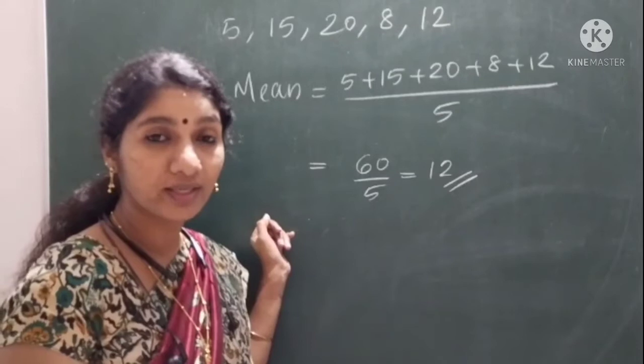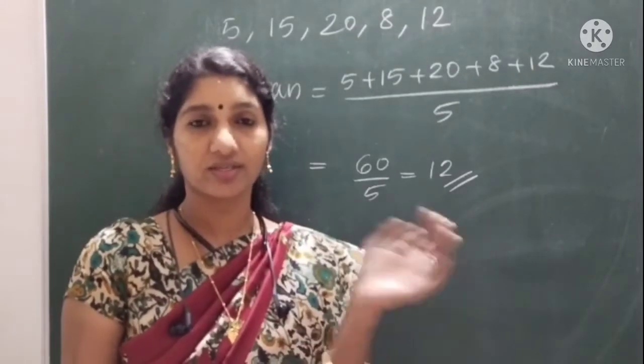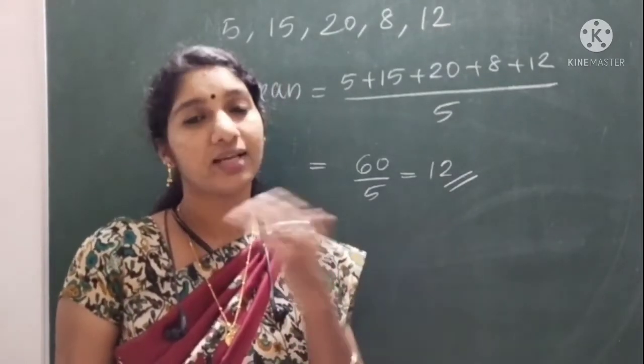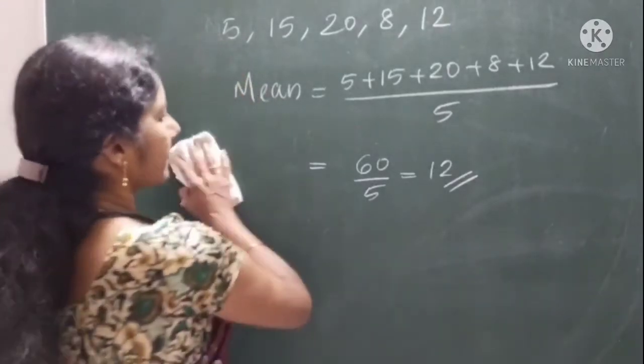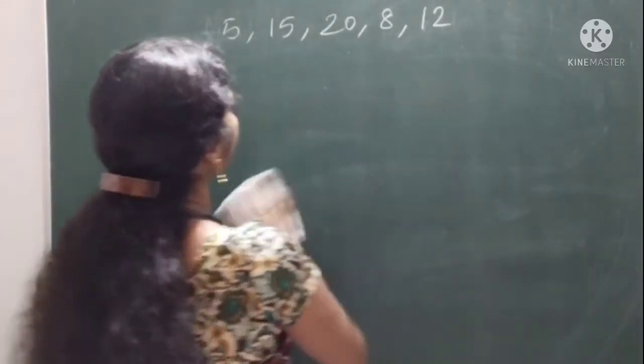What we did to get the mean? We added all the observations. That means finding the sum of observations, then divided by the number of observations. Then next, suppose, what is its median?